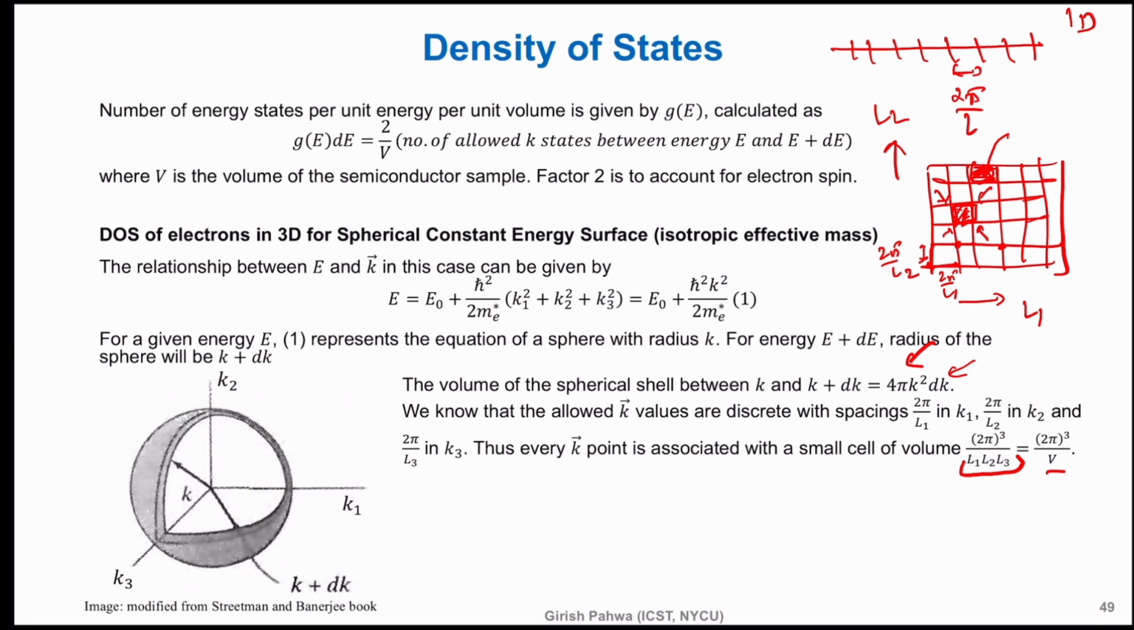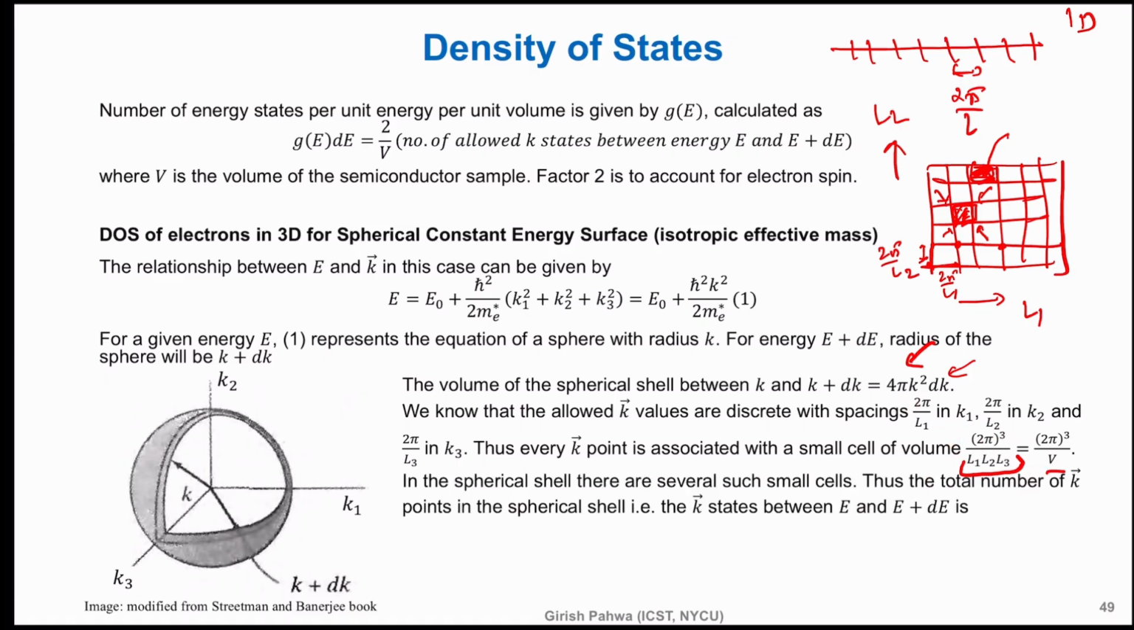Or you can simply assume that your inner sphere has 4 pi k square surface area, and then you are going dk width. So 4 pi k square into dk width will give you the volume of the shell. You can do this exercise yourself. Okay, so the volume of the shell is 4 pi k square dk, and volume of one cuboid is 2 pi cube divided by volume. If I divide these two, what do I get? I get 4 pi k square dk divided by 2 pi cube and into the volume. So these are my number of K points between E and E plus dE.